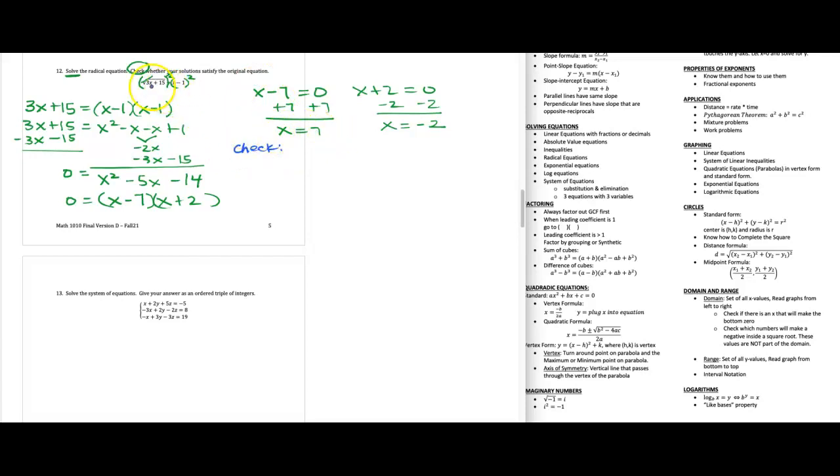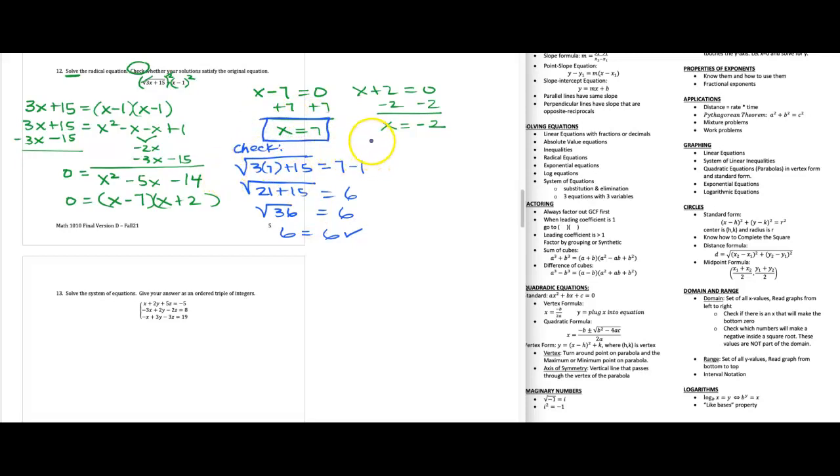I'll do the check so you can see what I mean. So I'm going to put x equals 7 in there. So I'll have the square root of 3 times 7 plus 15. Does that equal 7 minus 1? All right, so here I get 21 plus 15, which is going to give me square root of 36. And square root of 36 is 6. So 6 equals 6, so that means that is a good, whoops, I don't want to square that. That's just my check saying, yes, that works out. So that means this is a good solution.